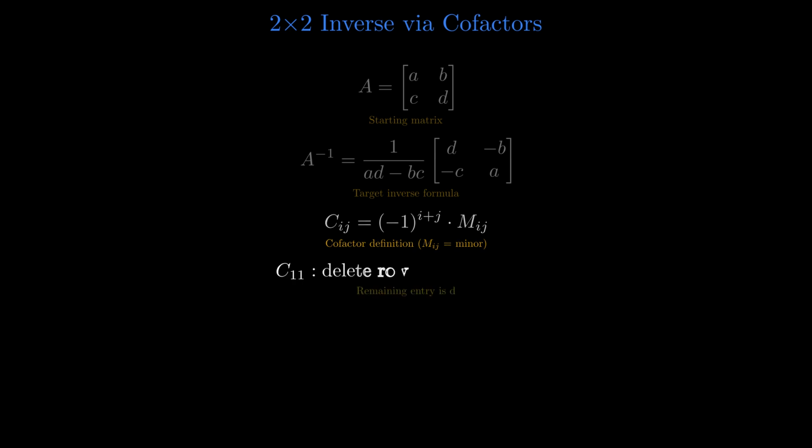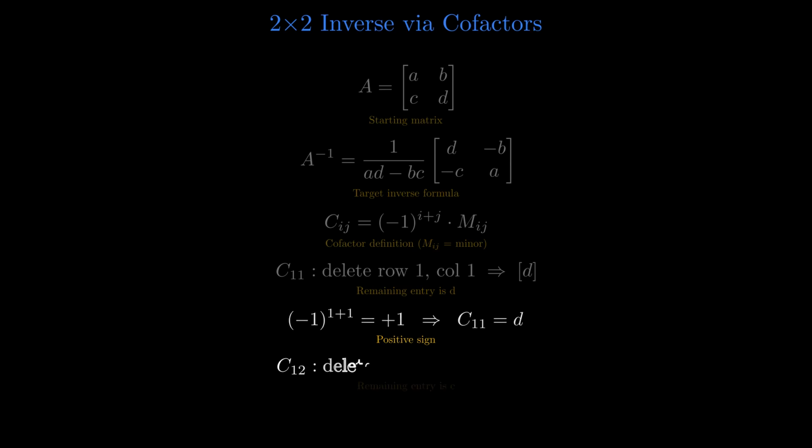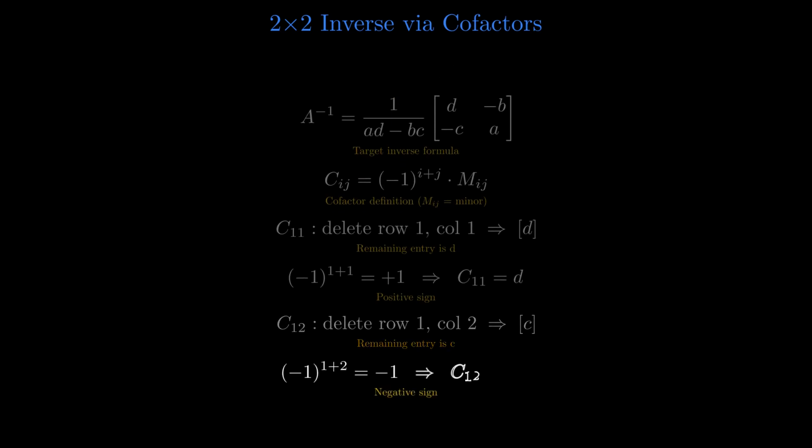Let's compute each one. C11. We delete row 1 and column 1 from our matrix, leaving the single entry D. The sign factor is negative 1 to the power 1 plus 1, which is positive, so C11 equals D. C12, we delete row 1 and column 2, leaving the entry C. The sign factor is negative 1 to the power 1 plus 2, which is negative, so C12 equals negative C.